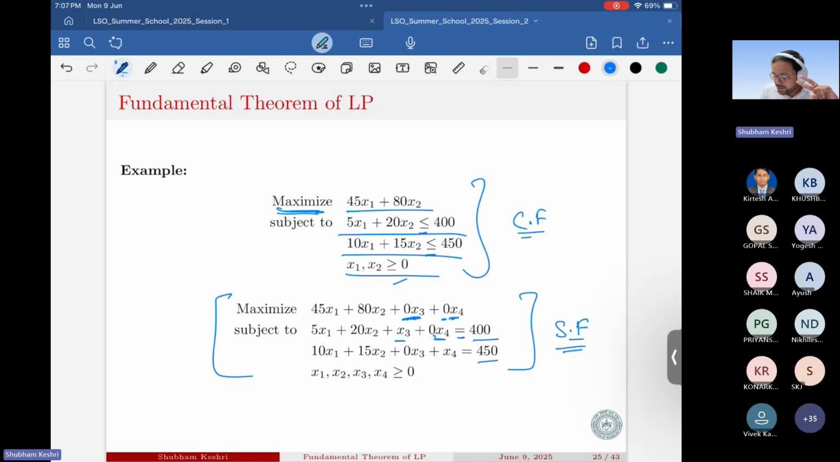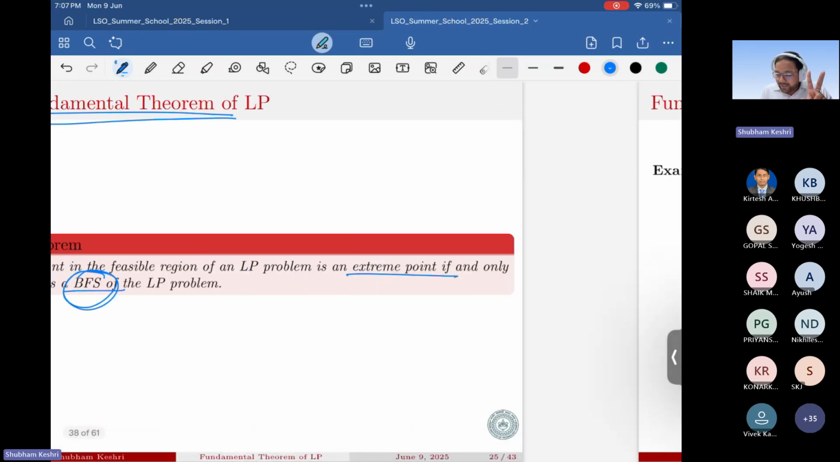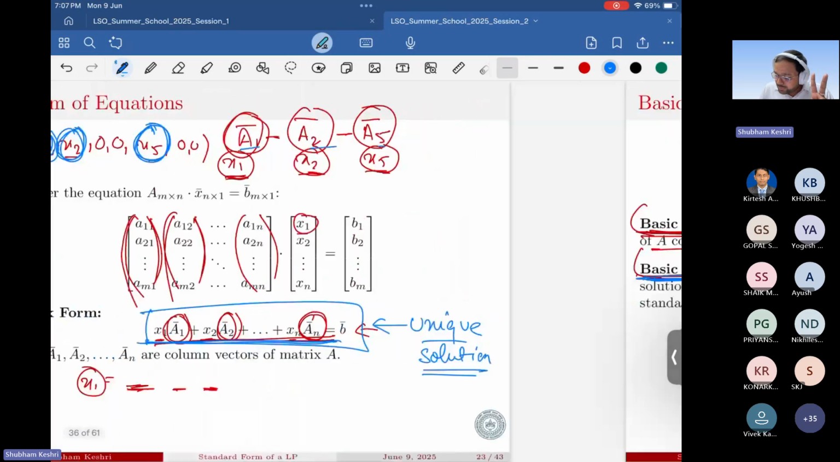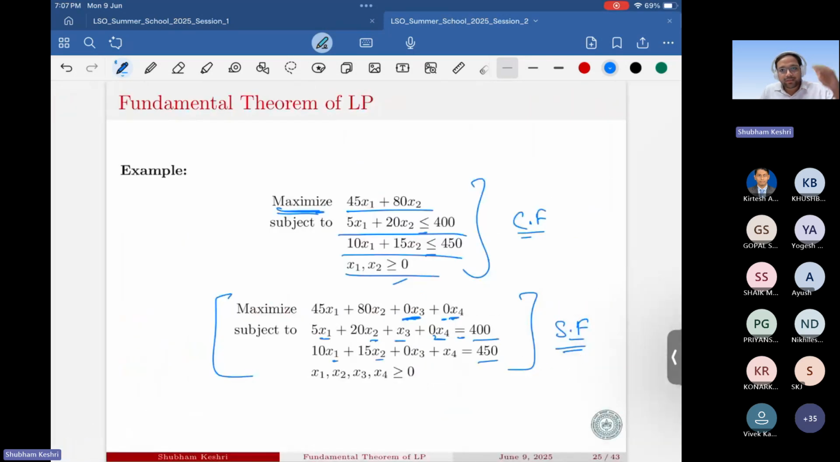So from these two equations, we will pick two variables. Why? Because this is coming from the theory of linear algebra, matrices. If you have two equations, you can have at most two linearly independent columns. Therefore, we will pick two variables at a time.